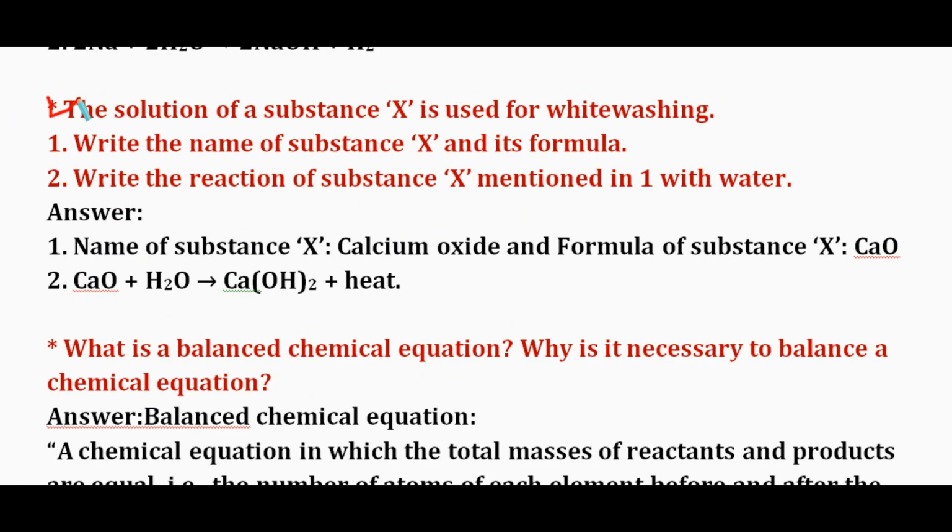Now next question, the solution of substance X is used for whitewashing. Write the name of substance X and its formula. Let us see the answer. Name of substance X, calcium oxide, and formula of substance X is CaO. Now, another question for this is, write the reaction of substance X mentioned in 1 with water. This is calcium oxide and H2O is water. They form Ca(OH)2 plus heat.